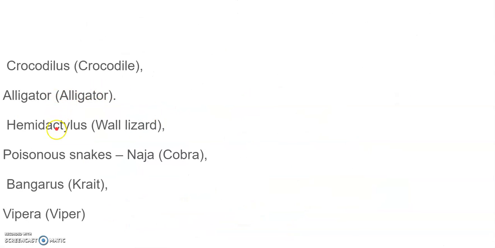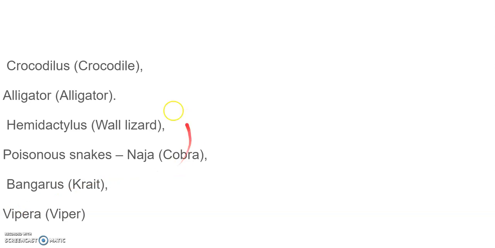Okay, the next one: Hemidactylus, wall lizard; poisonous snakes: Naja, cobra; Bungarus, krait; Vipera, viper. Now reverse: crocodile, alligator, wall lizard, Hemidactylus, cobra, Naja, krait, Bungarus, viper. Reverse again: viper, Bungarus, krait, Naja, cobra, Hemidactylus, wall lizard, alligator, crocodile.